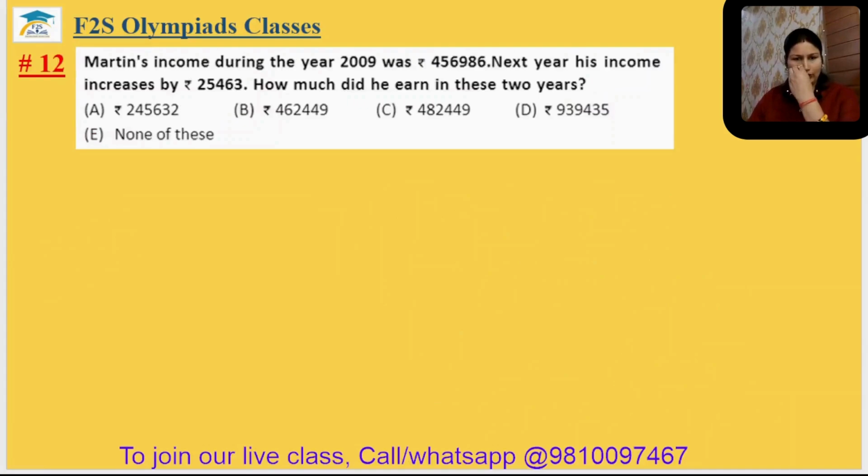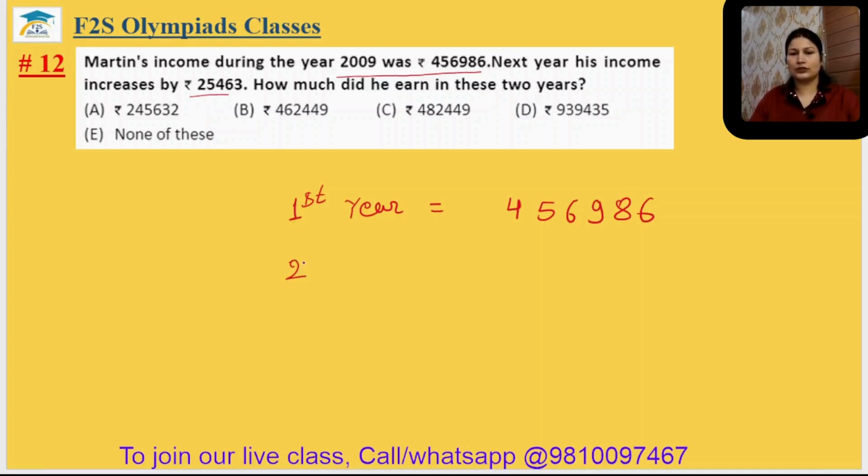Question number 12. Martin's income during the year 2009 was this. Next year, his income increased by this. How much did he earn in these 2 years? So what will be the first year income? First year means 2009. It is your 456,986. Second year, or next year you can say 2010.